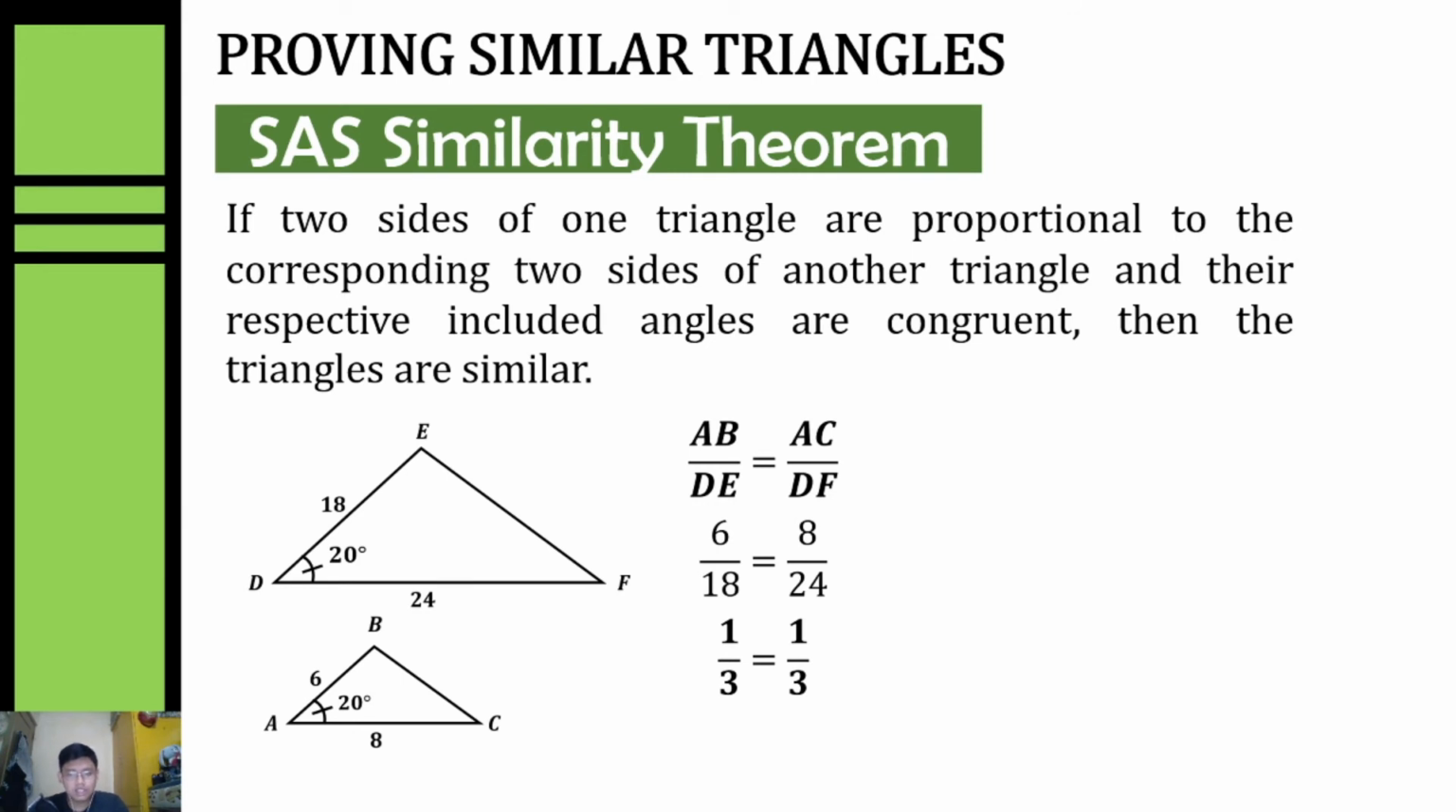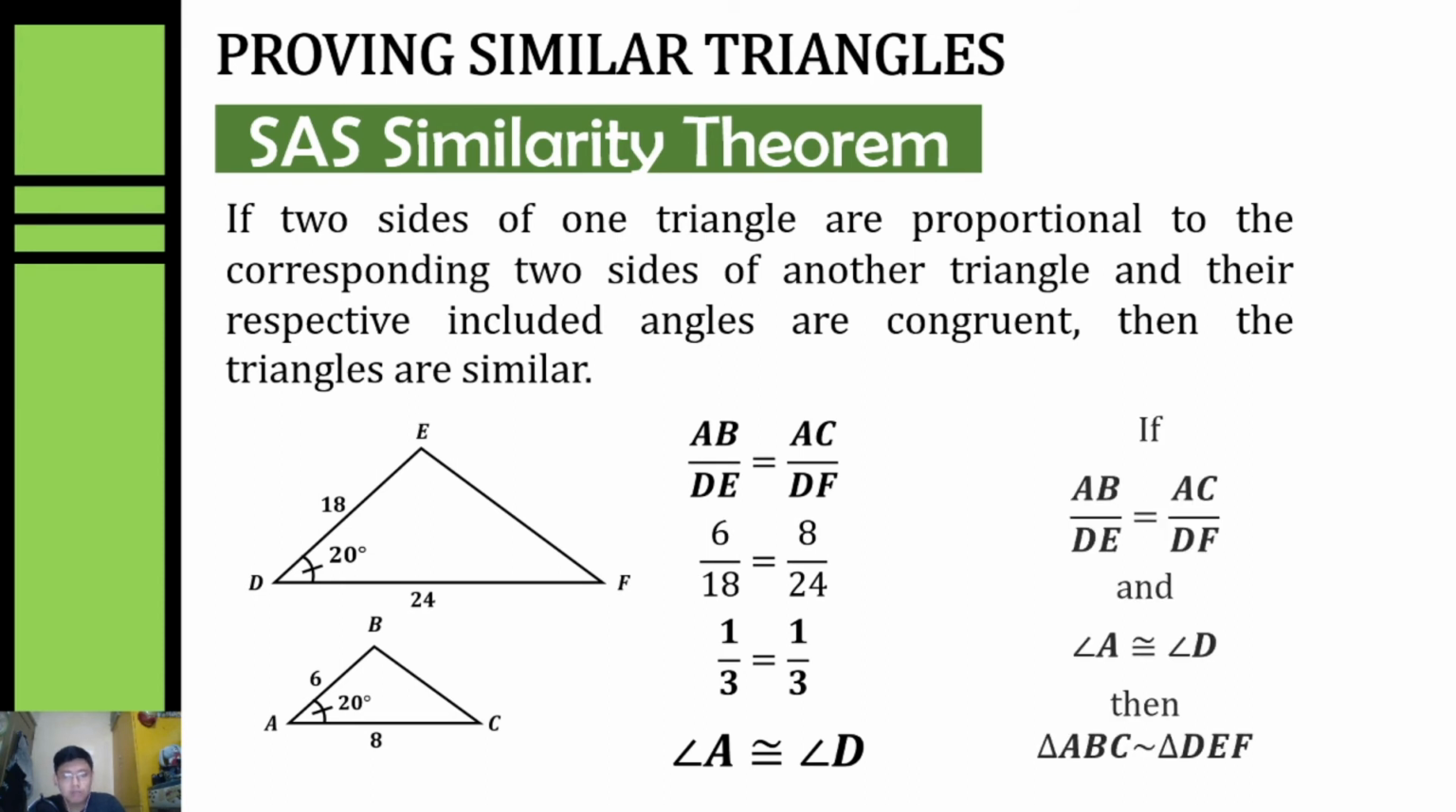Now next, let's observe the included angle. Are they congruent to each other? Since they have the same measurement, that is 20, we can say that angle A is congruent to angle D. Now since our two sides are proportional to the two sides of another triangle and their included angle is also congruent, then we can conclude that triangle ABC is similar to triangle DEF.